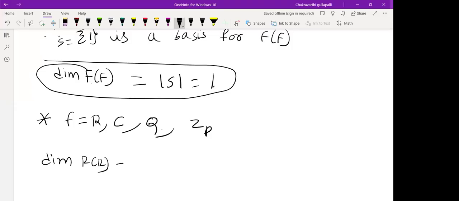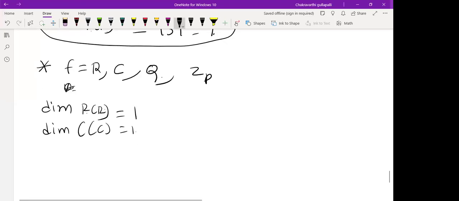Dimension of R over R is 1. What is the dimension of C over C? It is 1. The vector space V is R here, and F is R. So F over F, C over C, is 1. And what is the basis for all of them? Singleton {1} is the basis. You should understand the basis also, because you may be asked to write the dimension of R over R and what the basis is. So dimension is 1, basis is singleton {1}.